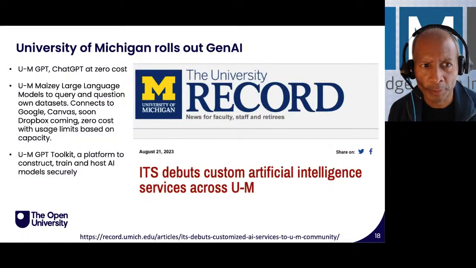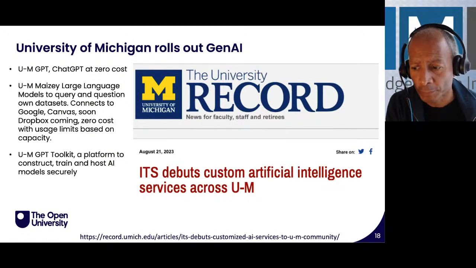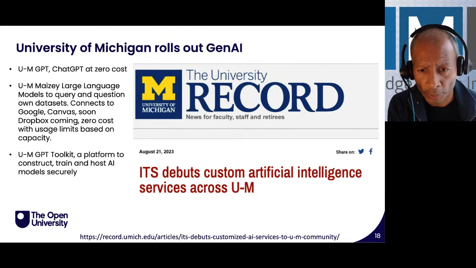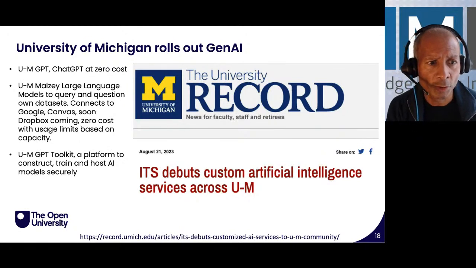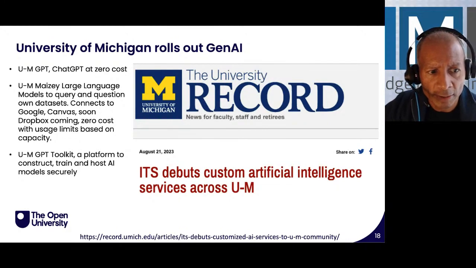Just a couple of examples I would give. The University of Michigan is rolling out generative AI. They have 3 services they announced in August. So they're giving, for the moment, all students access to ChatGPT at no cost. I'm not sure for how long they'll be able to maintain this. They're allowing students to use a version of GPT to query and question their own data sets, connecting to some existing services. Again, currently at 0 cost, but with usage limits.